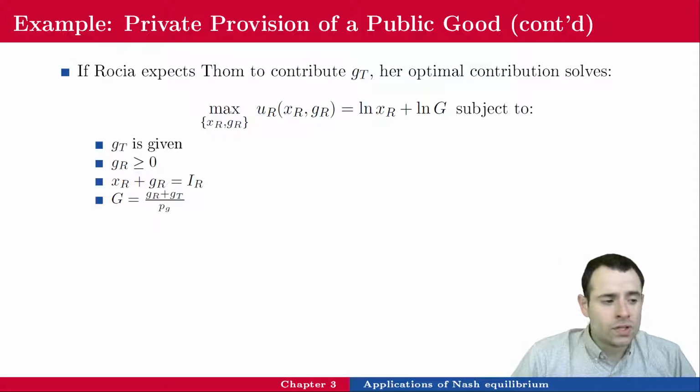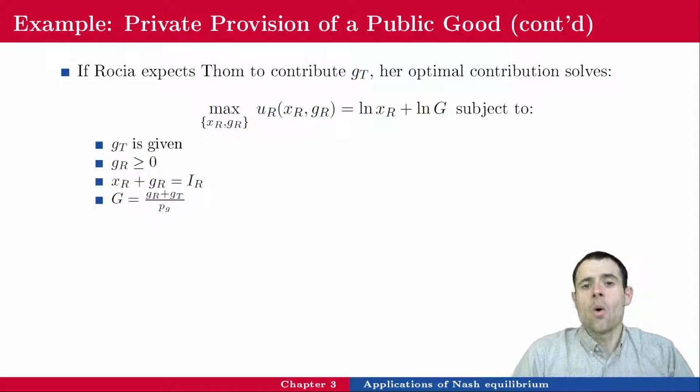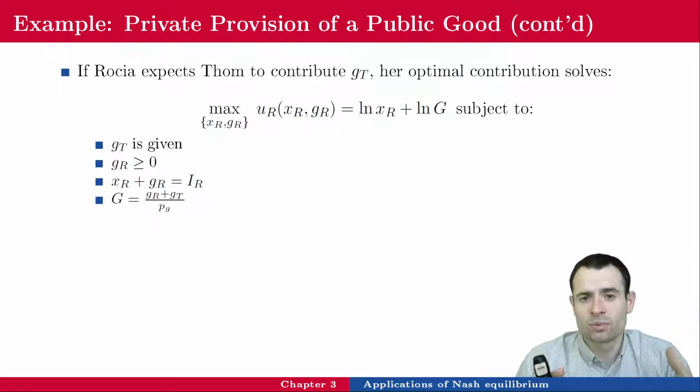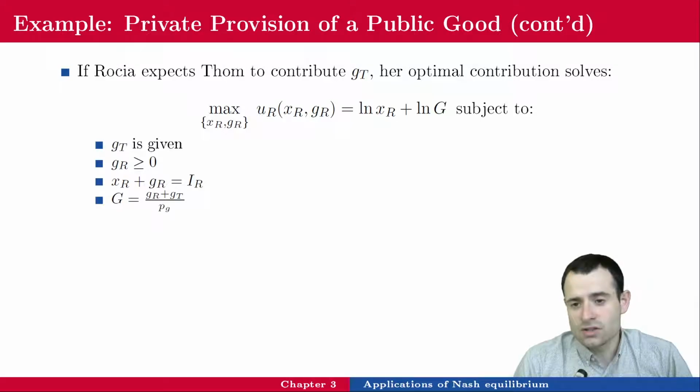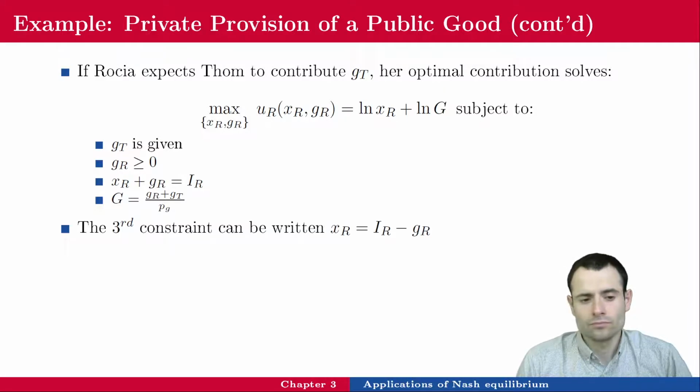Note that the utility of Rosia depends on big G, not on small g. It depends on overall how much kitchenware is being produced. So you can use the last constraint and plug it into the utility function to see the utility of Rosia as a function of her contribution and Tom's contribution. It is very close to an ECON 201 problem.